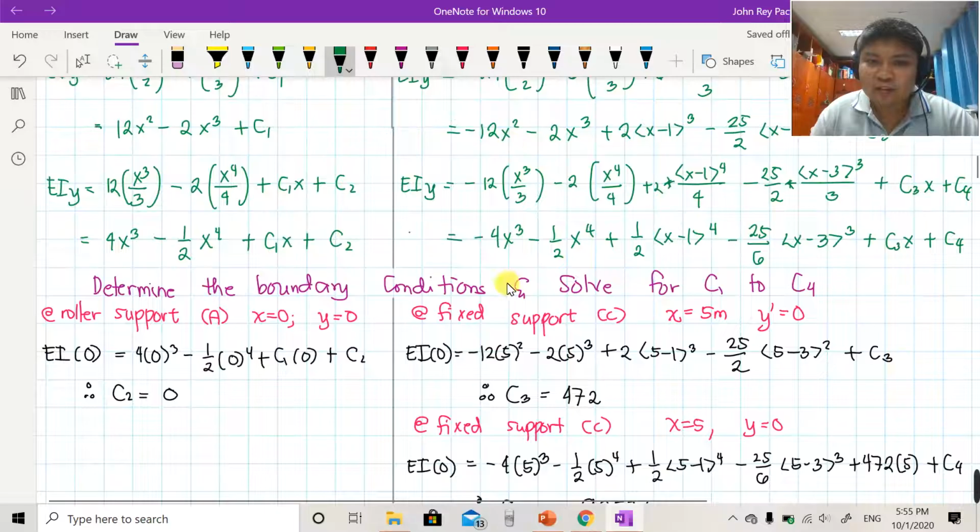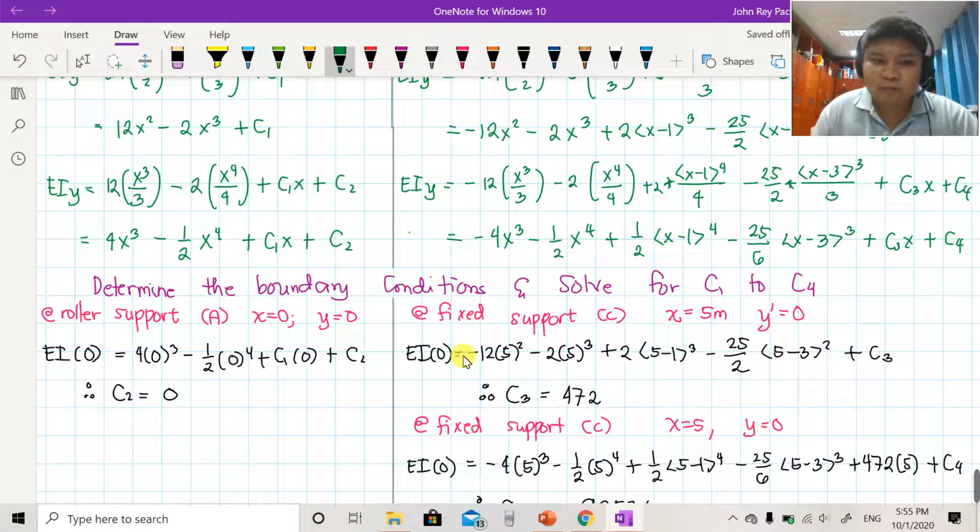So, negative 12, substitute nyo yung 5 squared, minus 2 times 5 cubed, plus 2 times (5 minus 1) cubed, minus 25 over 2 times (5 minus 3) squared, plus C sub 3. So, automatic naman, class. By the way, lahat yan EI kasi nga, the beam is prismatic, di ba? So, pag prismatic, it means constant yung kanyang flexural rigidity. So, yan magiging 0. Mahahanap mo, class, na ang value ng C3 natin ay 472. So, may 472 na tayo.